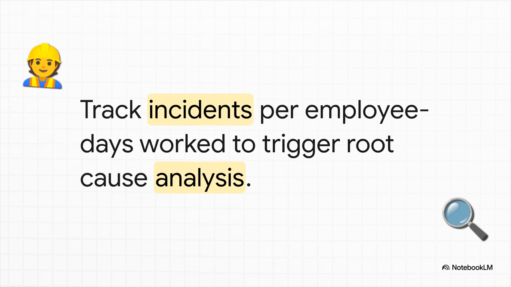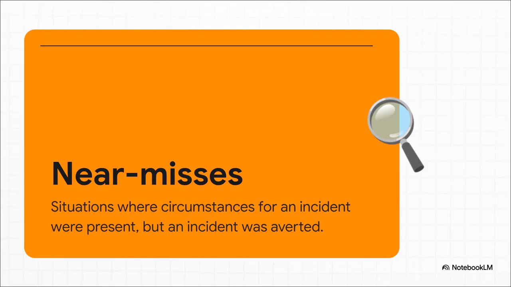Now, test takers, definitely pay attention here because a lot of people ignore this next concept and you cannot afford to do that. We are talking about near misses. A near miss is a situation where the exact circumstances for an incident were present, but an incident was luckily averted. Do not make the mistake of only tracking actual accidents. Tracking potential incidents, tracking what almost happened, is absolutely invaluable. It allows management to conduct root cause analysis purely for prevention, actively reducing or totally eliminating the possibility of a real incident happening in the future.